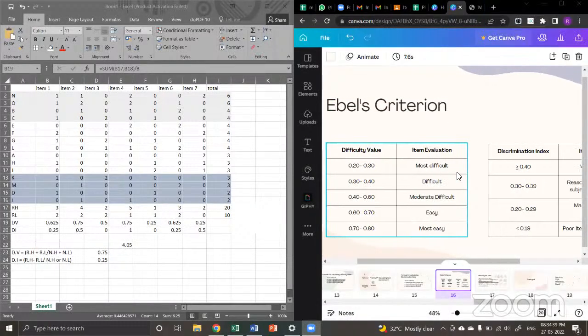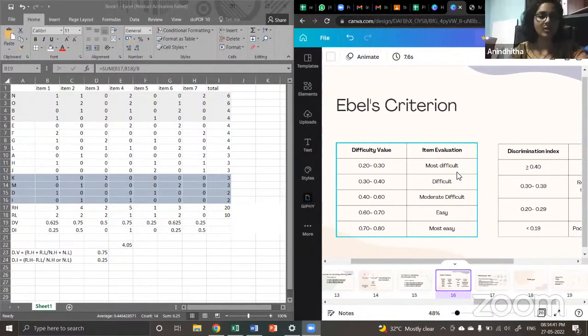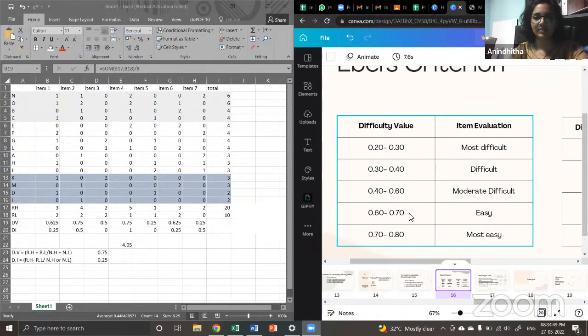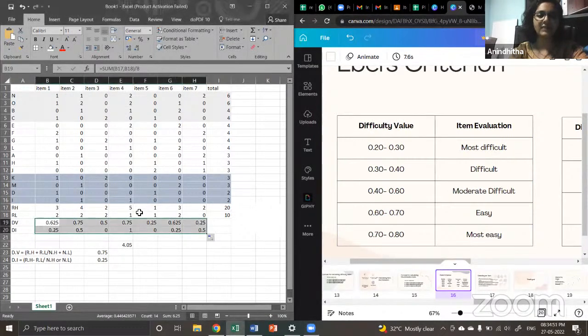Awesome. So we're going to first talk about the difficulty value, the DV, and the interpretation of DV. As we can see here, you can clearly understand that each of these values pertains to each interpretation that's mentioned here. So can we have an idea about what item 1's DV interpretation is?